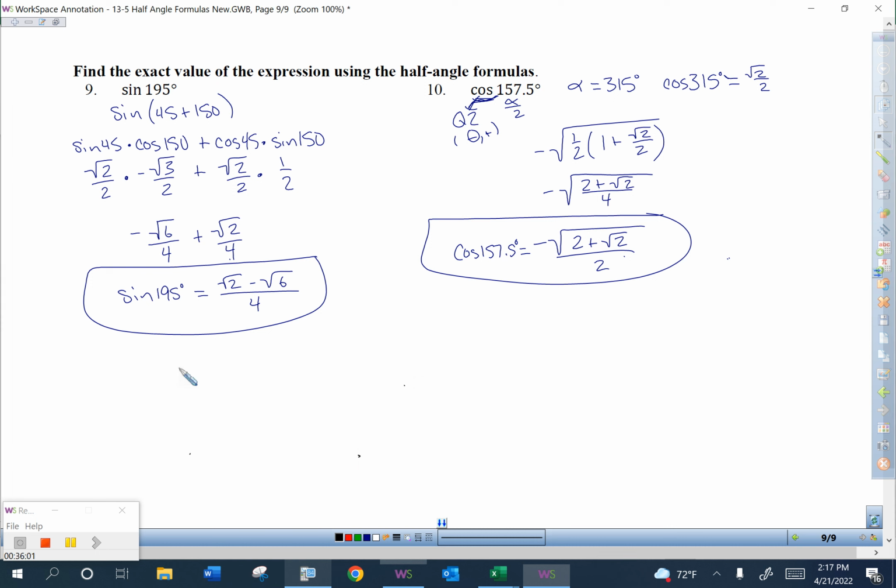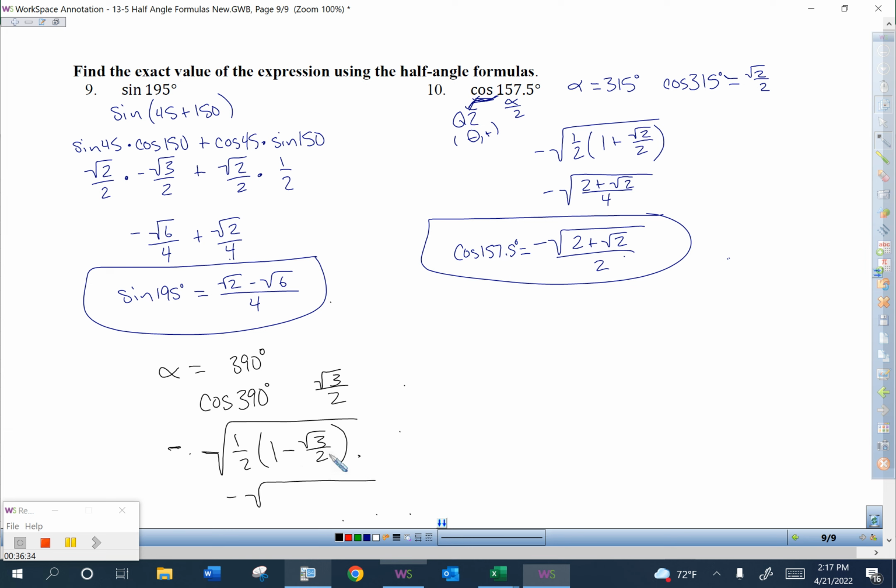Okay, it would have looked like alpha is 390. So cosine of 390 is square root of 3 over 2. So we would have had this big ugly mess, square root, okay, because sine 195 is negative, then our 1/2, 1 minus square root of 3 over 2, and then we can put some stuff together here. This 2 goes up, 4 becomes 2. Would have looked like this.